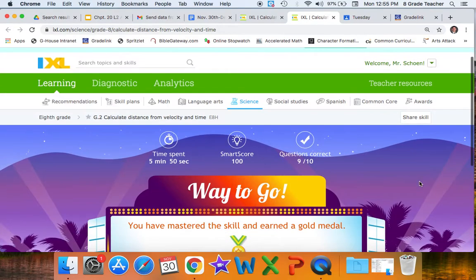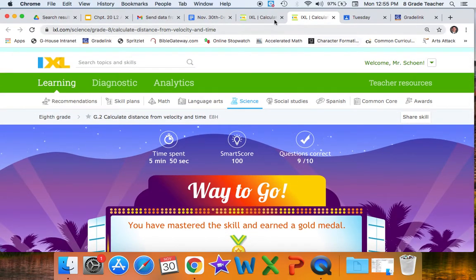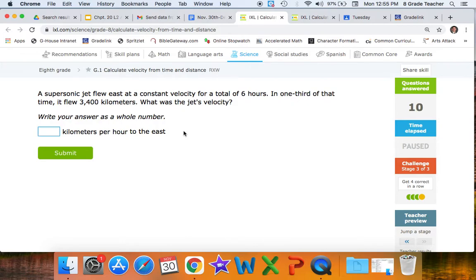All right, did 10 questions on each of those. Hope that helps you completing and calculating velocity and speed, and then using that same type of equation to calculate the overall distance traveled from speed and velocity.